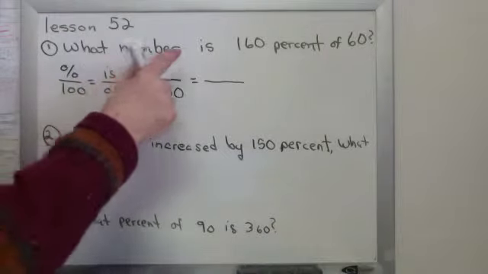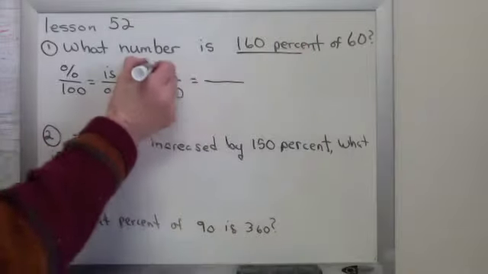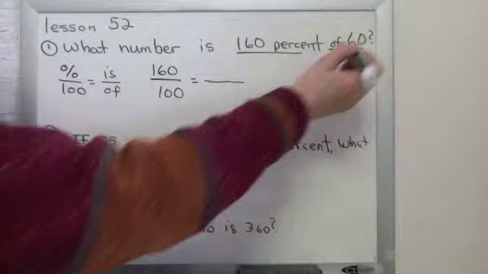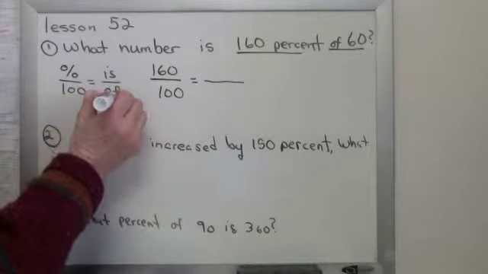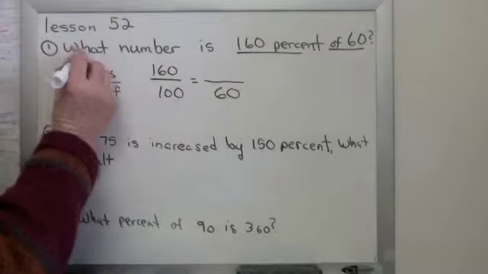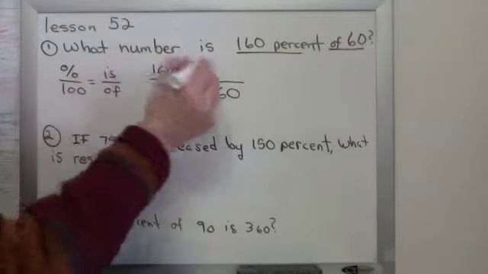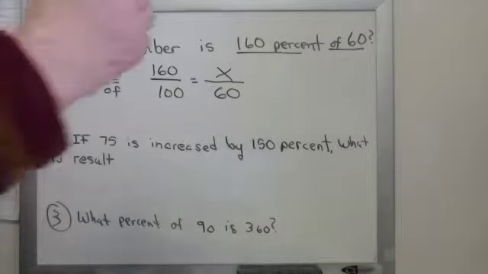What number is 160% of 60? Well, that's the percent, so there's where the 160 goes. Of 60. Is the 60 the is number or the of number? I hope you guessed the of. And another clue, what number is? They didn't tell me the is number. What number is? There's my X. And then at this point, it becomes pretty easy. Cross multiply and solve for X.